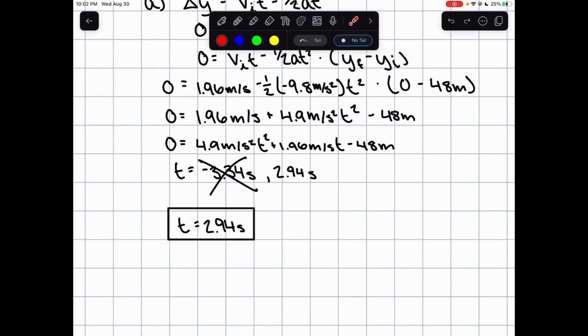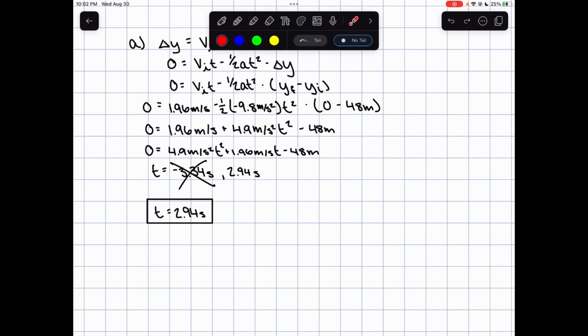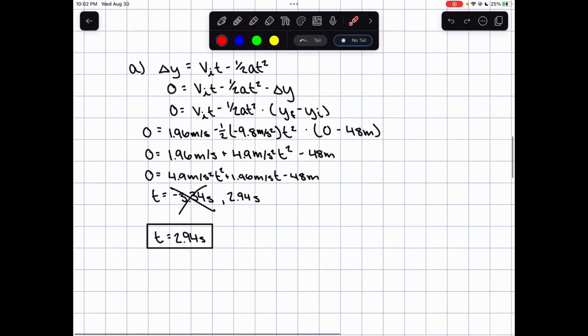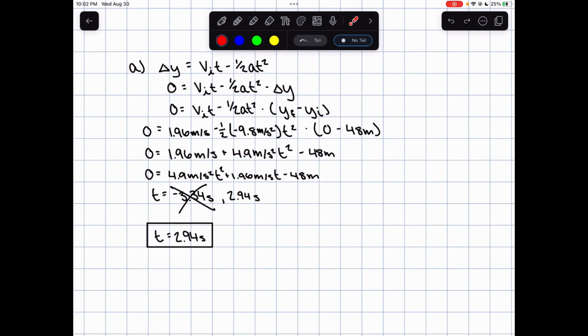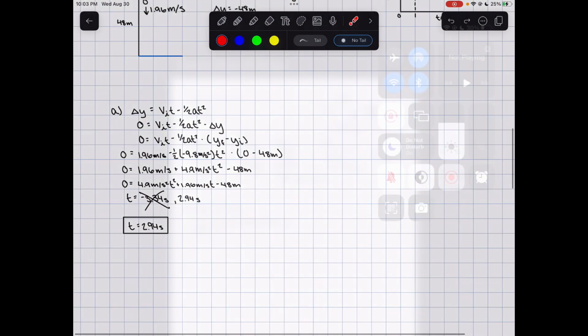Since this is a quadratic formula, you get one negative and one positive answer, but we know that time is not negative, so we're going to go with our positive answer for today. That way, we solve for the time it took for both the stones to reach the water, which is 2.94 seconds.